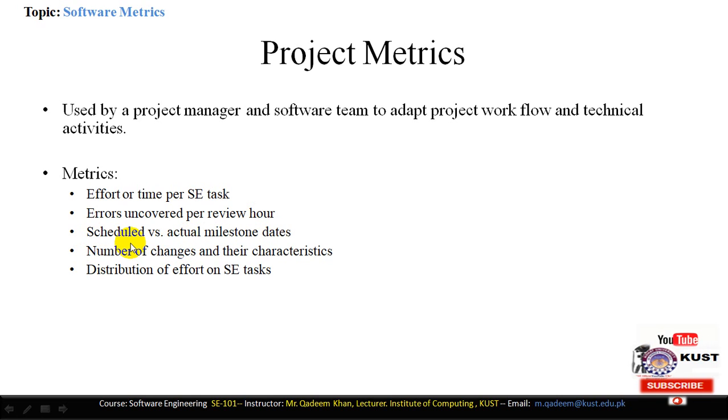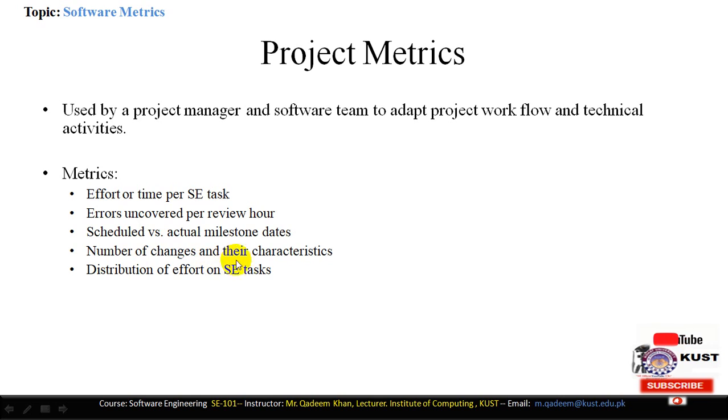Here we will first of all make the estimation, that is the estimated schedule, and the actual milestone dates. We will compare all these. If they coincide, if they are similar, then we will say that we are following the schedule. And if they are different from the schedule, it means that we are late. So that means the project may be late.